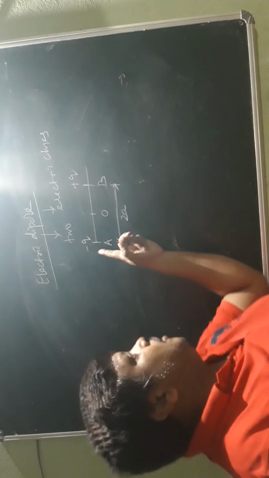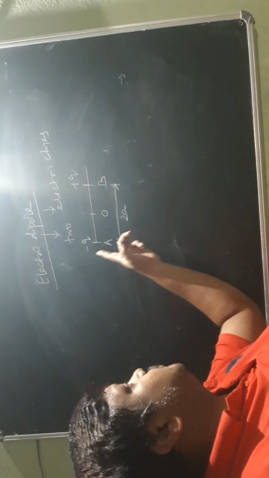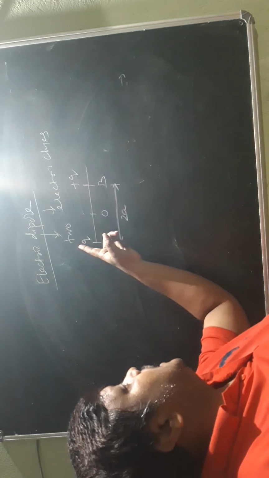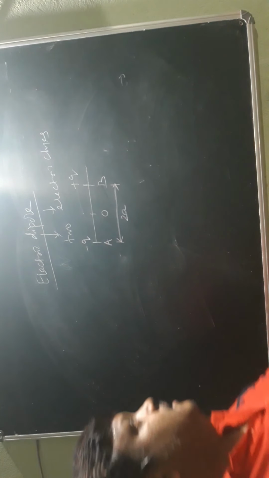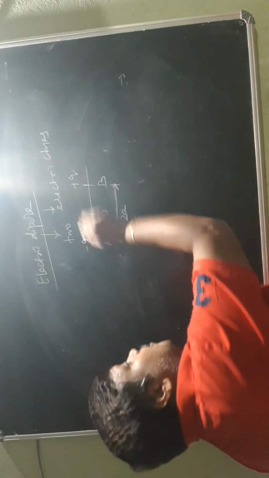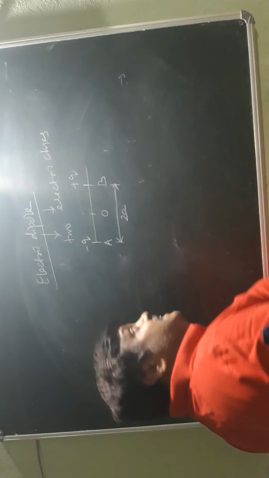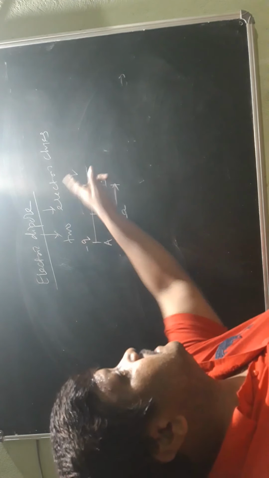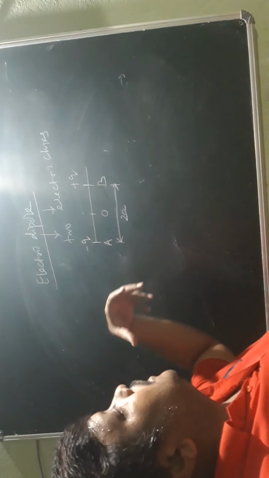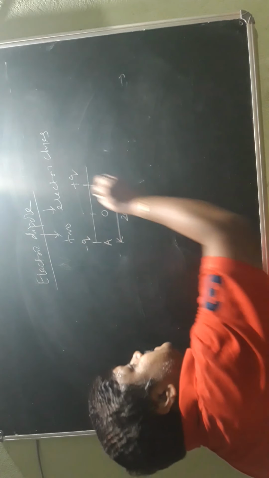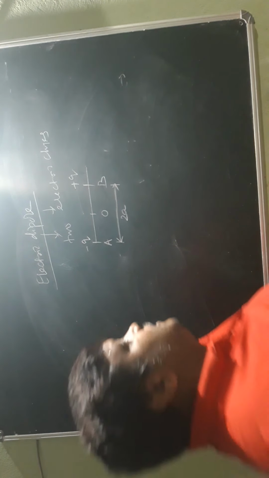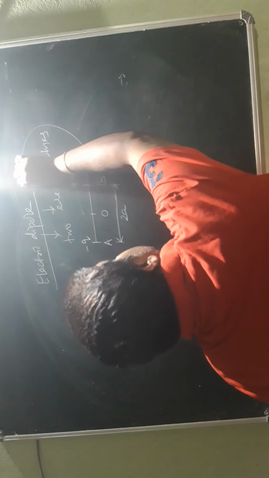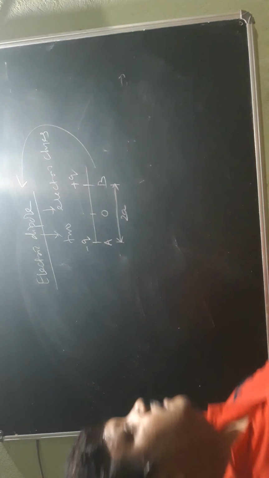Now what is an electric dipole? A system, a combination of two equal and opposite charges separated by a small distance. A pair of equal and opposite charges. Why are they called equal? Because their magnitude is the same. And opposite in nature because one is a negative charge and another is a positive charge.